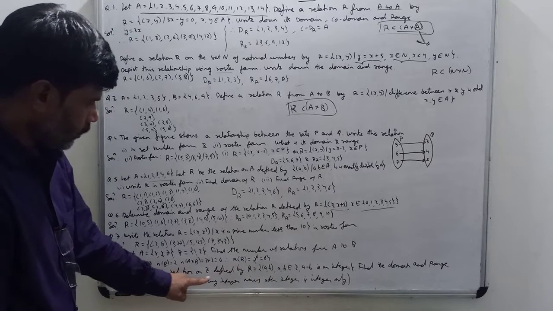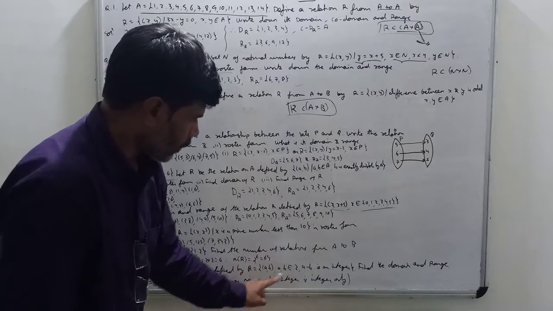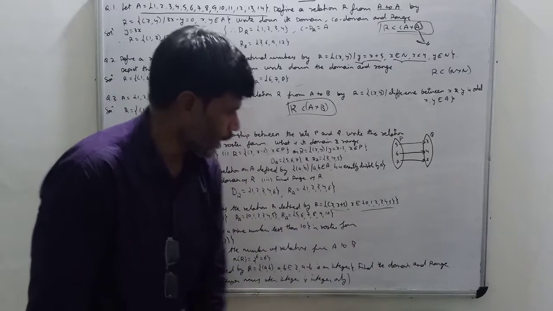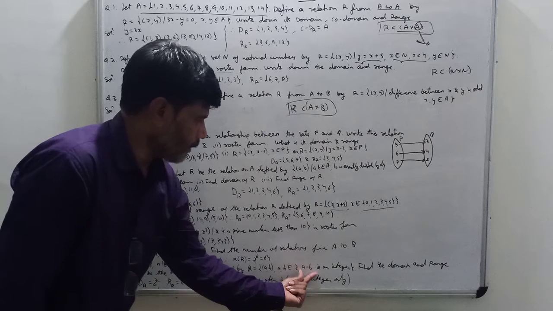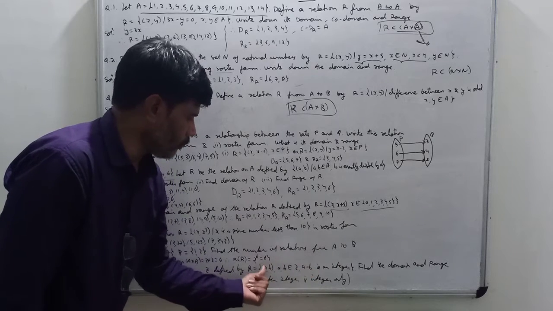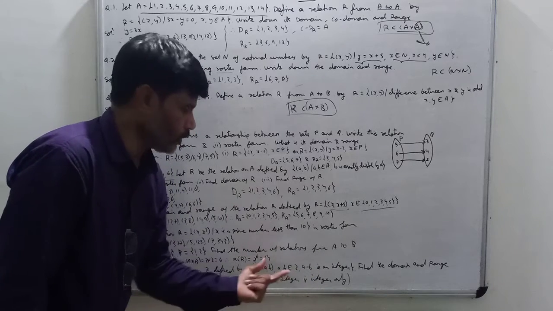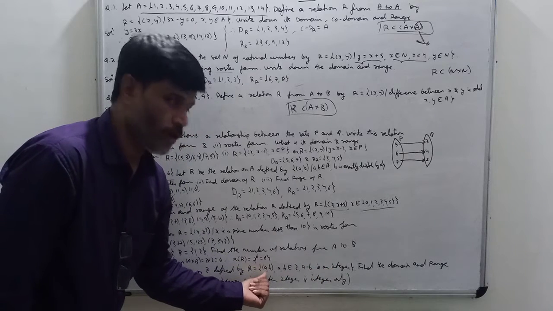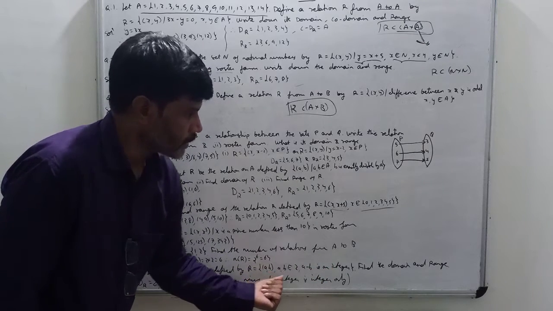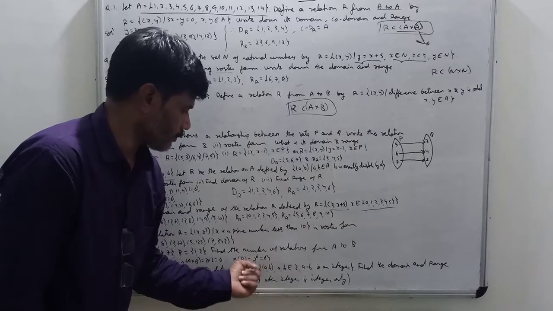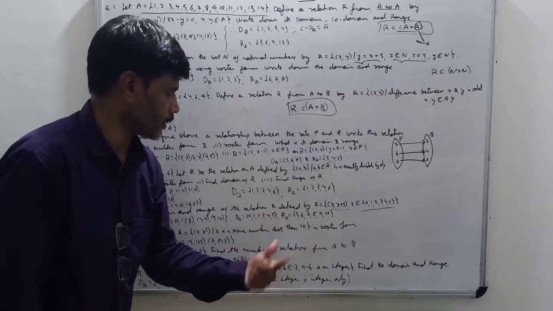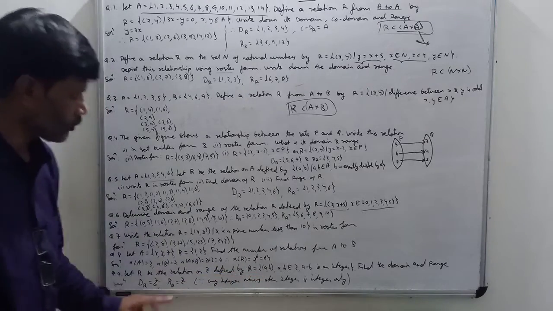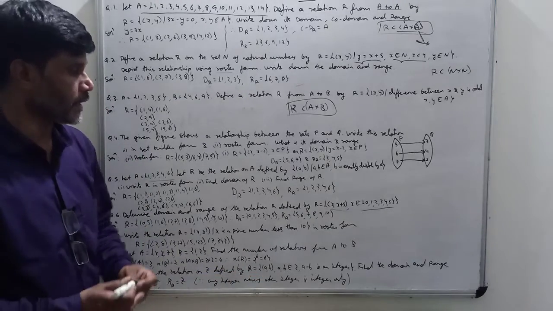Let R be the relation on Z defined by R equals the ordered pairs (a, b), where a, b belong to Z and a minus b is an integer. Find the domain and range. Okay, so see, a minus b is an integer. So when you select any two integers, the difference between them will be an integer only. So here the domain will be Z and the codomain will be Z. And the range is also Z, because every integer minus another integer will be an integer. So here the domain is Z, the range is Z, and even the codomain we can say is the set Z.